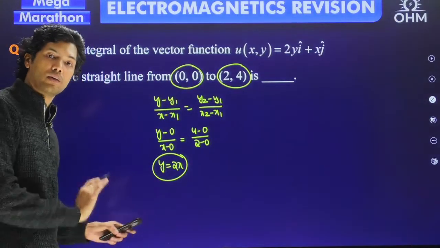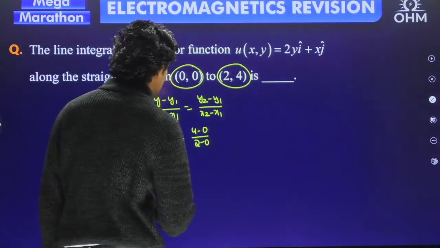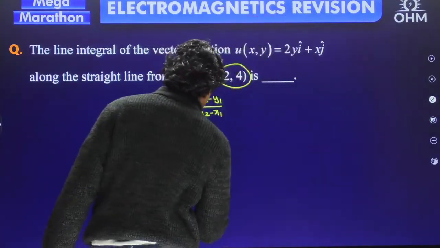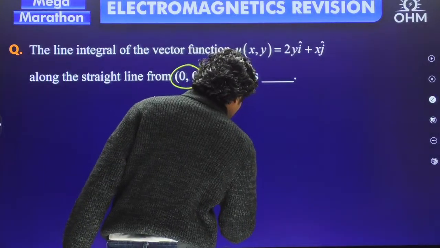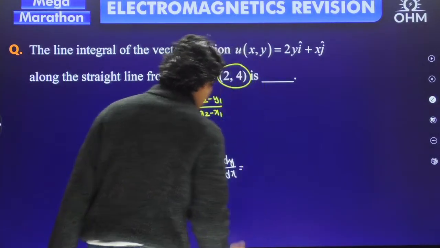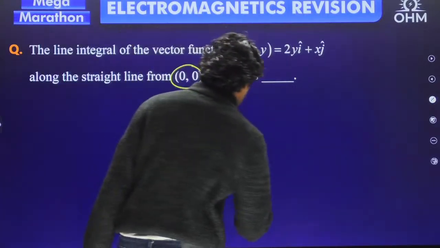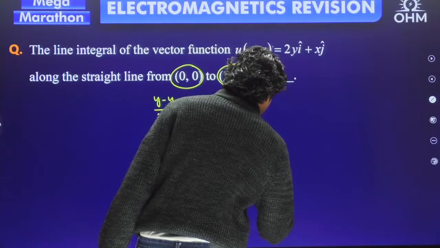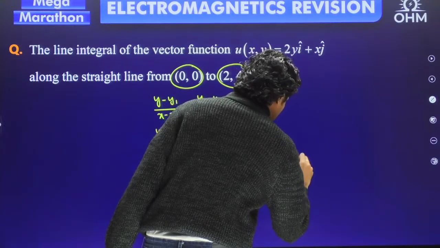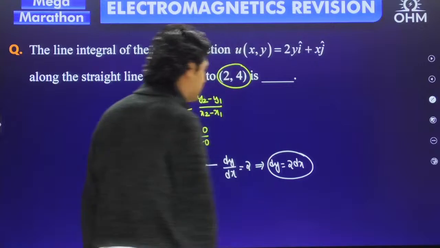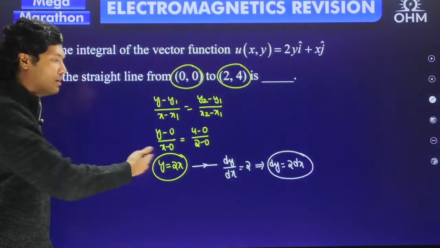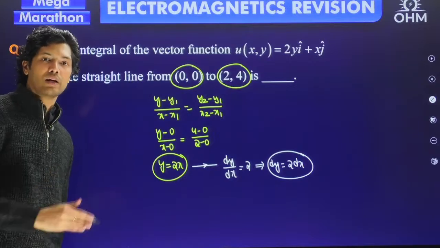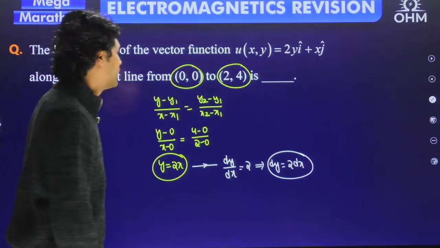Earlier this was directly given to us. Now we don't have this information directly. We have got this by using the given data. Now from this, if I take dy by dx, what is dy by dx here? Differentiation of 2x with respect to x is nothing but 2 only. So dy becomes equal to 2 dx. Again, I hope now you understand why I am doing this, because ultimately we are supposed to calculate a dot dl and convert that into one single variable. Hence we are doing this.